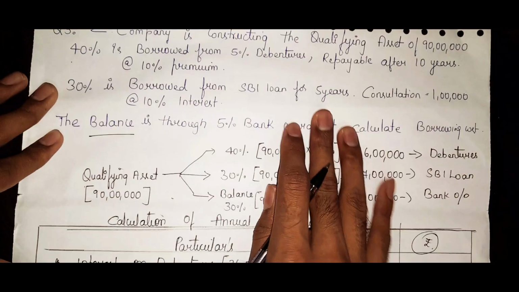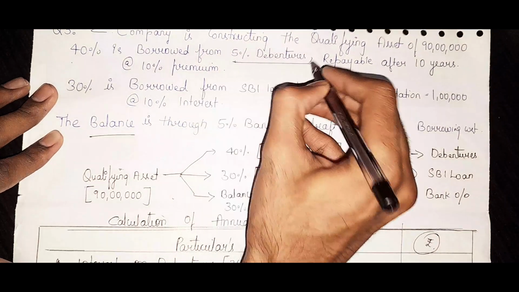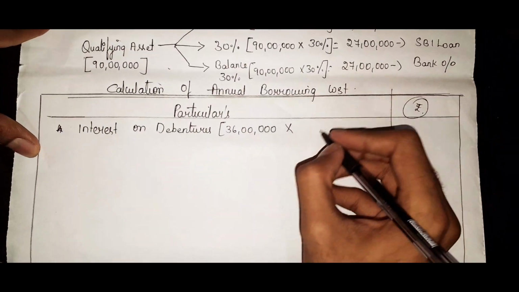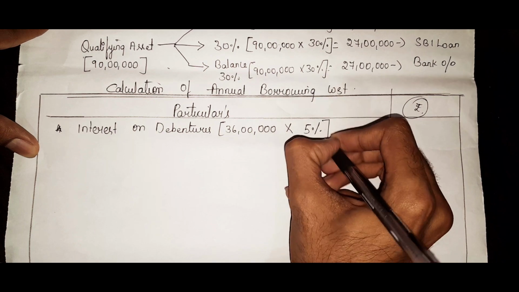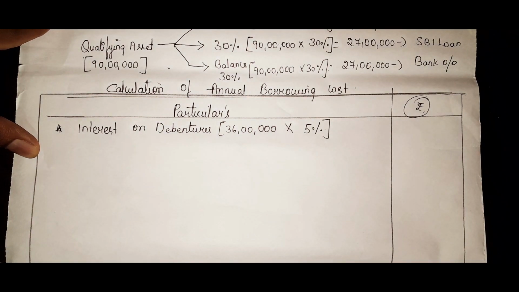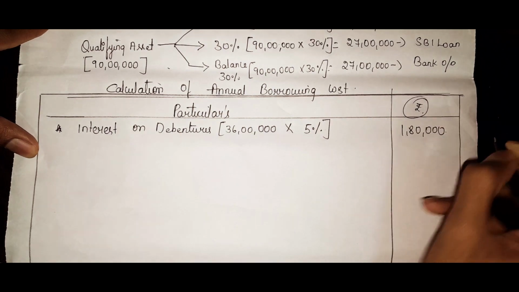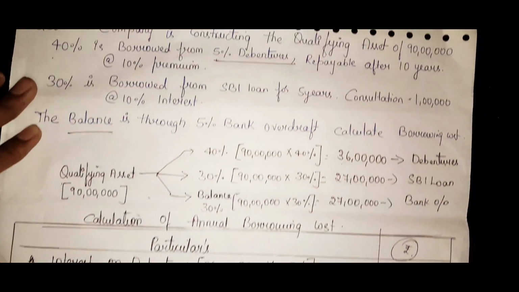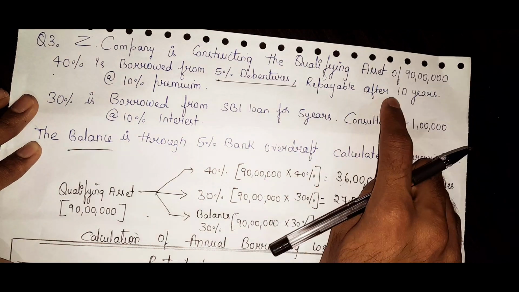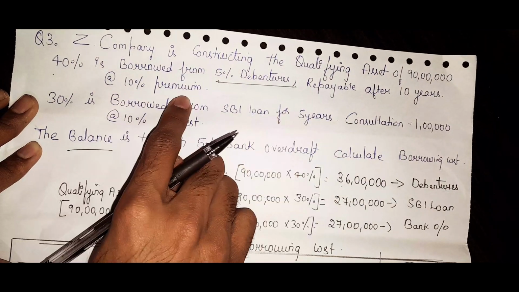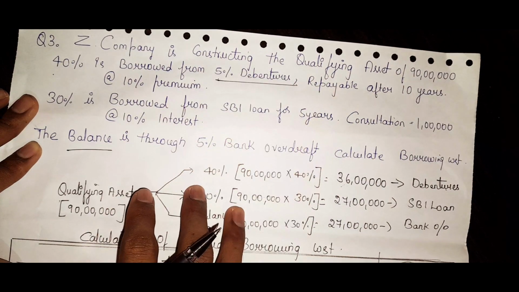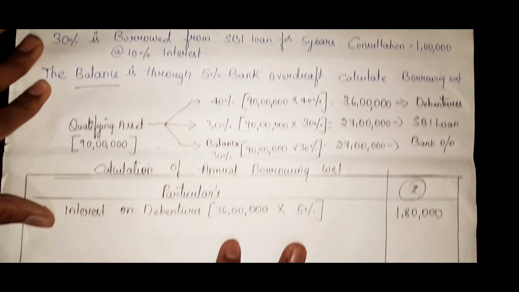And what is the interest? They have told that 5% debentures. So interest will be 5%. So 36 lakh into 5% will be 1,80,000. Next they have told that repayable after 10 years at 10% premium. After 10 years they are repaying it at 10% premium.